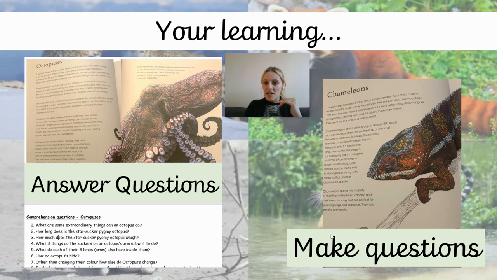And then the second part of the learning is I'd like you to read the text and make some retrieval questions. So it might be just looking here: chameleons are a distinctive group of around 200 lizards. So your question could be something like, what sort of family do the chameleons belong to? And then the answer would be lizards. So first, you're going to answer some questions, and then I'd like you to make maybe 4 or 5 questions out of the text.